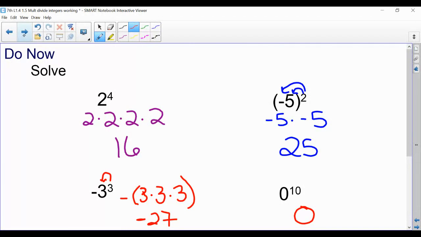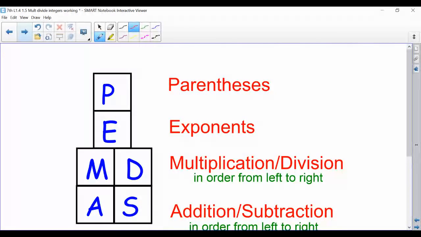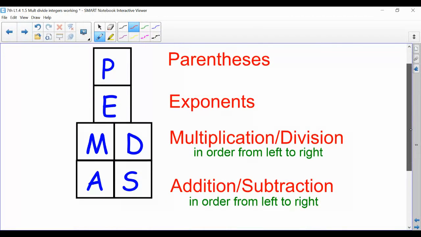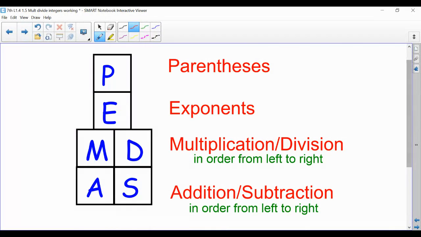Okay, let's take a look at these orders of operation problems. And just a reminder, when we talk about orders of operations, we do parentheses and then exponents and then multiplication and division in order from left to right, and then addition and subtraction in order from left to right.